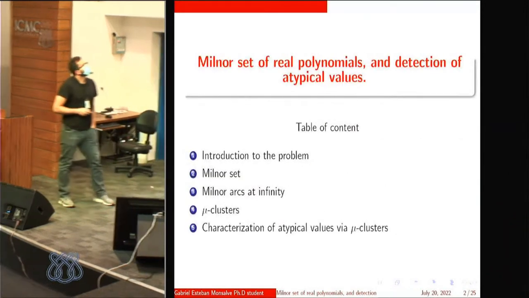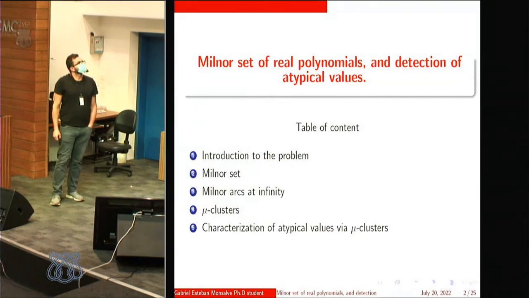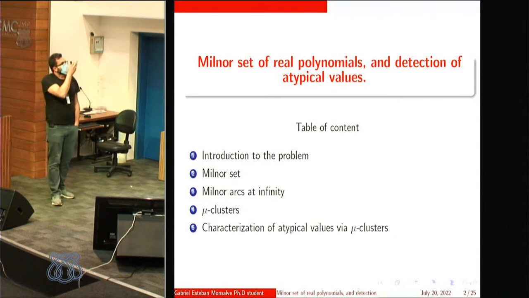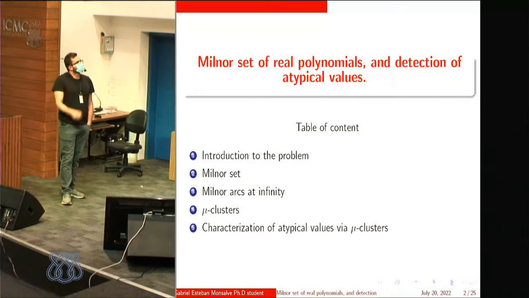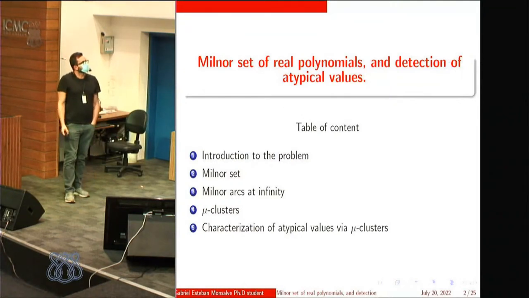So, I'm going to talk about the Milnor set of real polynomials in two variables, and how we can use this Milnor set in order to detect the atypical values in this context. The table of contents is: I'm going to give an introduction of the problem, then some technical sections, that is the Milnor set. I'm going to define the Milnor set, that is something that is already told in these courses, and the Milnor arcs at infinity, the mu cluster, and then I'm going to use this to give a characterization of atypical values.